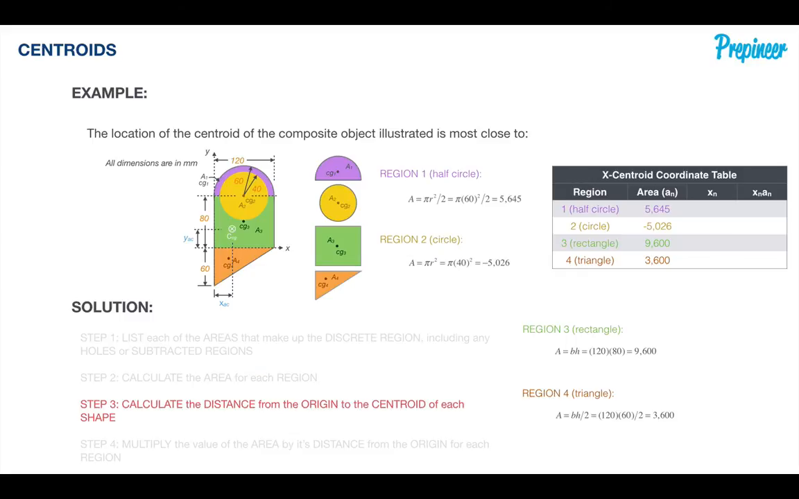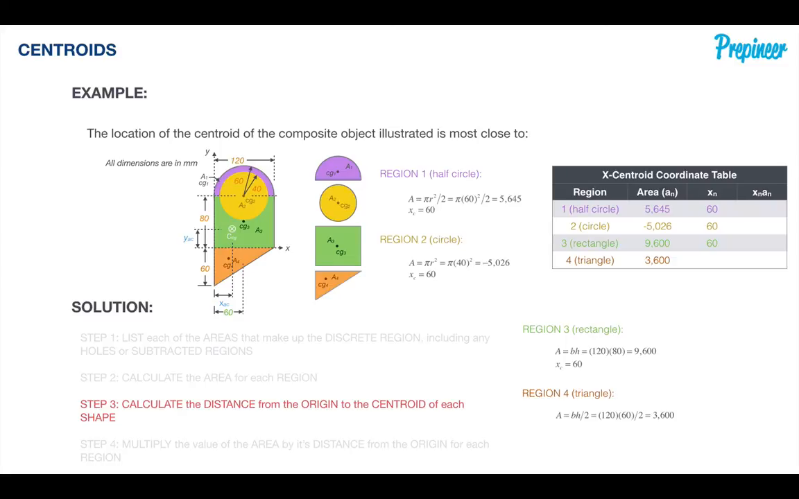So now we can actually move on to step 3, where we calculate the distance from the origin to the centroid of each shape we have defined. Starting with region 1, we know that the x-centroid will fall at the center of the half circle as it lies on the x-axis. And this point is located 60 millimeters from the y-axis. Now for region 2, same as with a half circle, the x-centroid will fall at the center of the circle as it lies on the x-axis. Again, this point is located 60 millimeters from that y-axis as well.